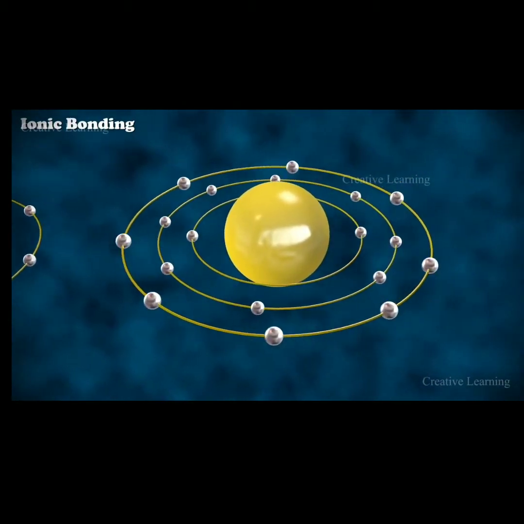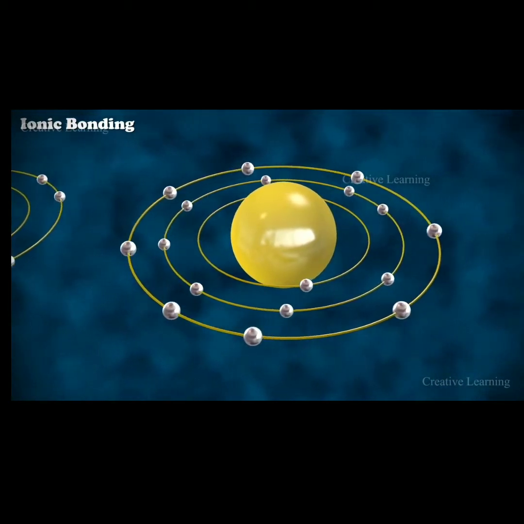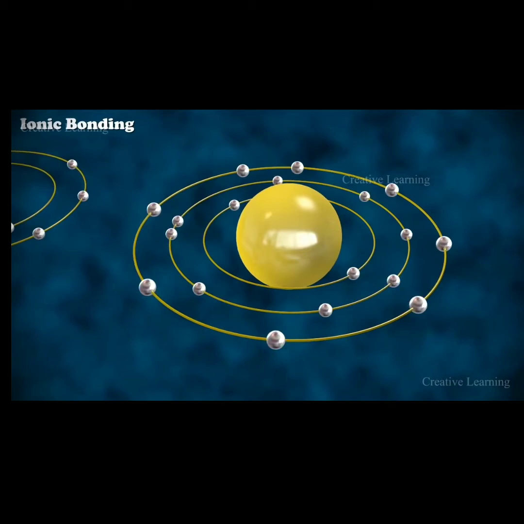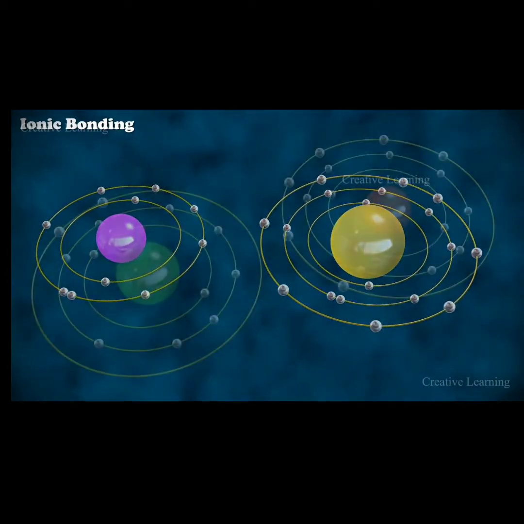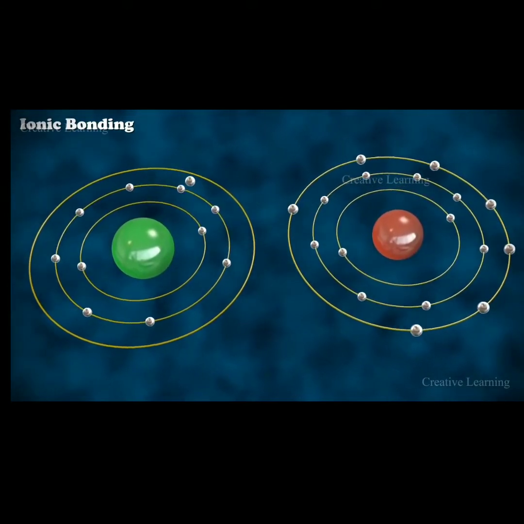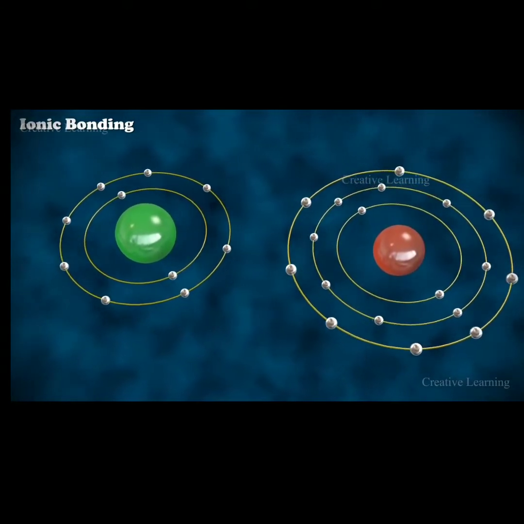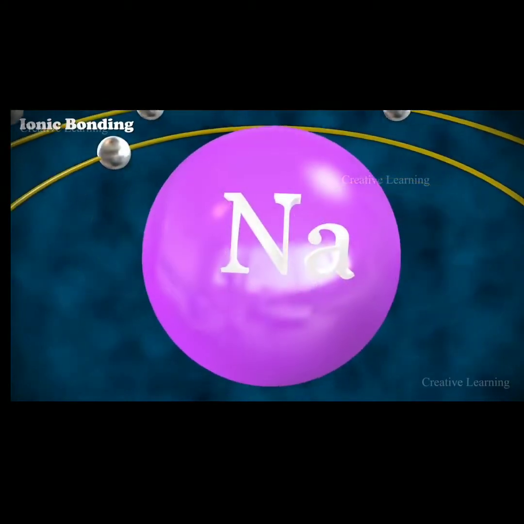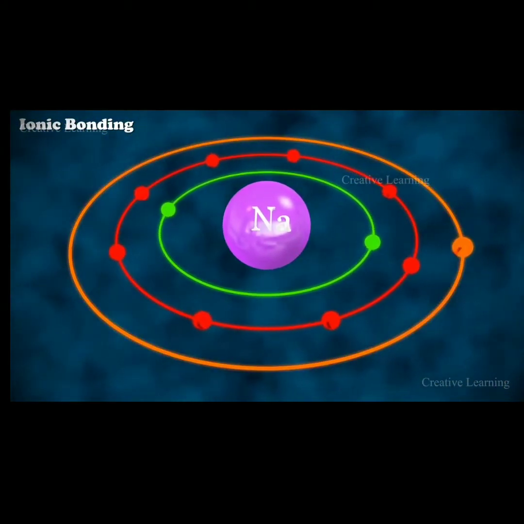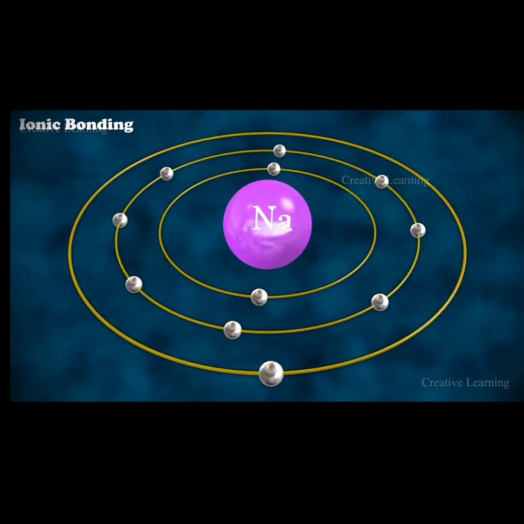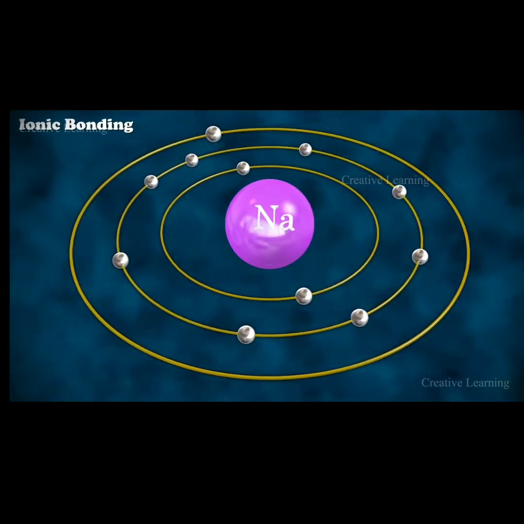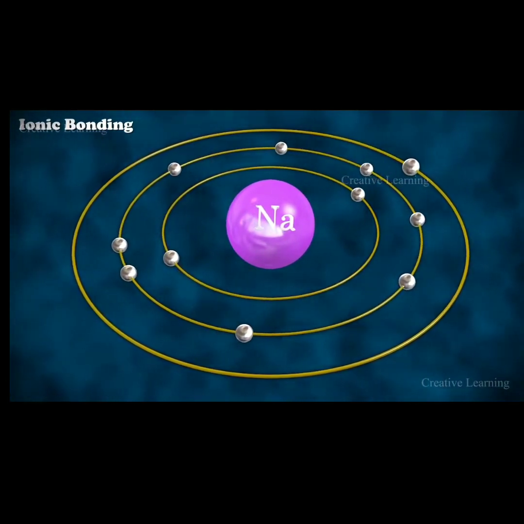Similarly, non-metals that have close to 8 electrons in their valence shell tend to readily accept electrons to achieve their noble gas configuration. In ionic bonding, more than one electron can be donated or received to satisfy the octet rule. Sodium metal has electronic configuration as 2, 8 and 1. It has one electron more than a stable noble gas structure. If it gives away that electron, it would become more stable.